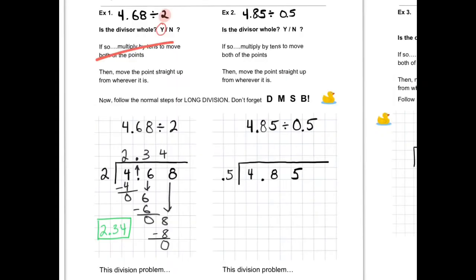Nice job. Okay, let's look at the next problem, example 2. Is the divisor a whole number? Well, the divisor is 0.5. That is not whole, which means we're going to have to multiply by tens to move both of the points.